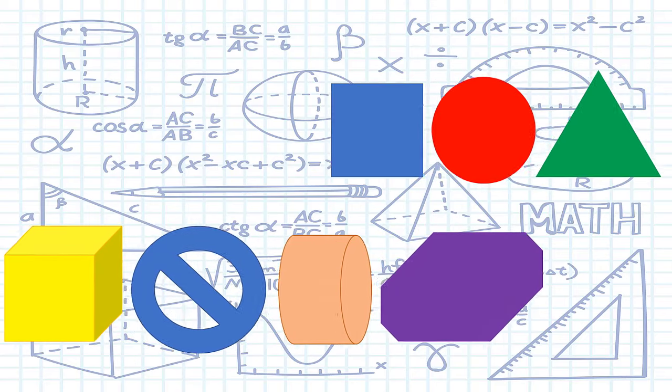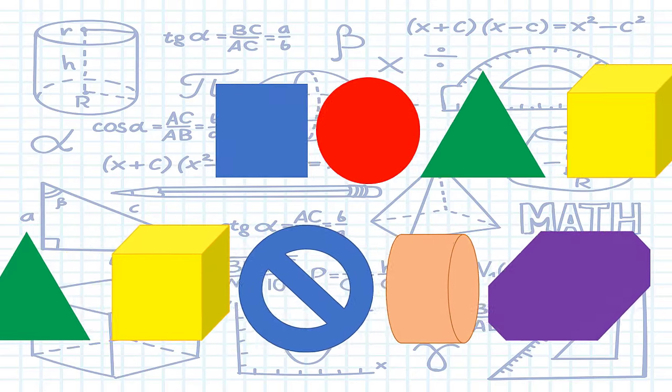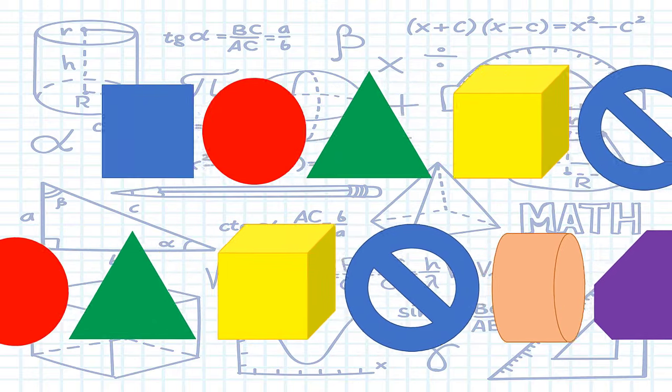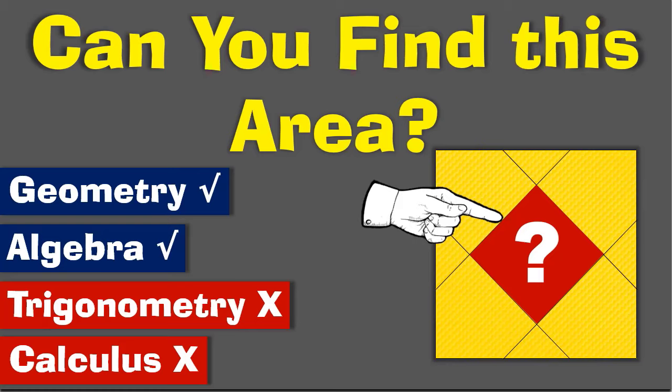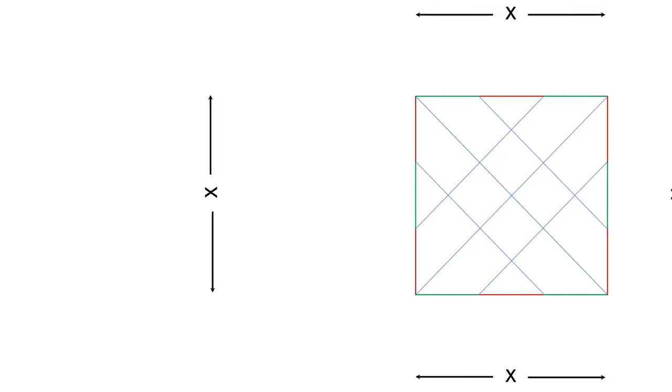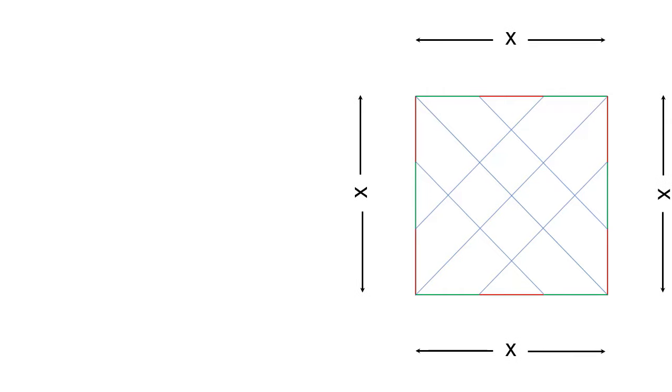Geometry is the oldest branch of mathematics that studies the sizes, shapes, positions and dimensions of objects. Can you find this area using geometry and algebra only? No trigonometry, no calculus. Now look at this square. Clearly this is x times x, x square.